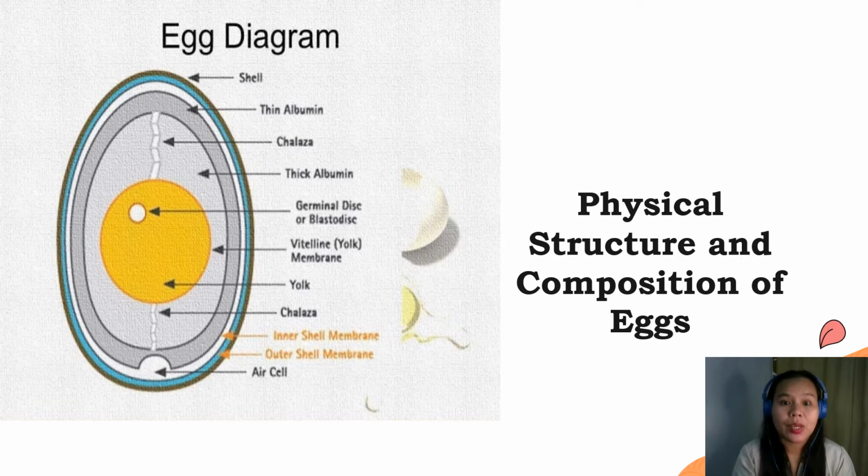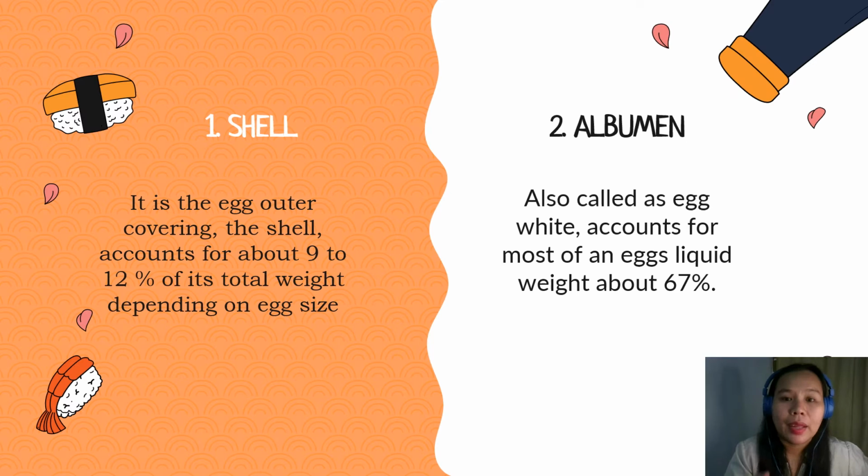This picture shows the physical structure and composition of egg. The first part of the egg is the shell. It is the egg's outer covering, and the shell accounts for about 9 to 12% of its total weight, depending on the egg size. Remember, students, it is not advisable to wash egg prior to storing.